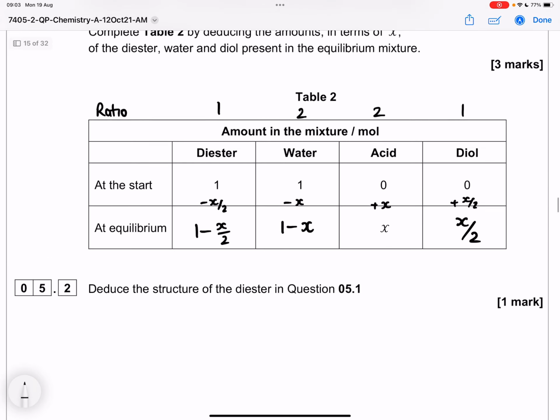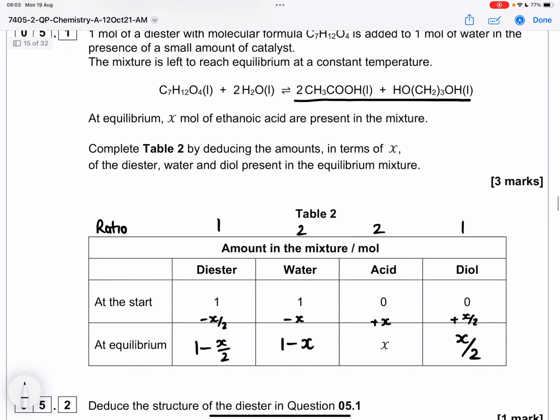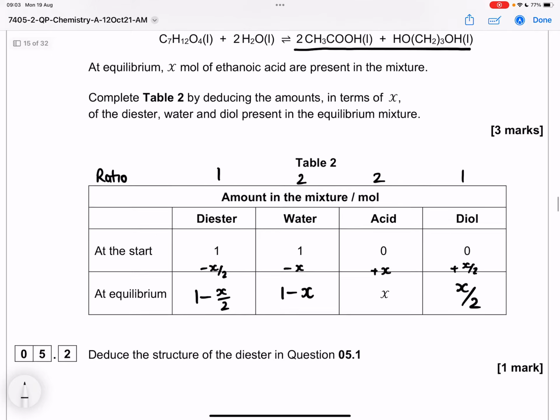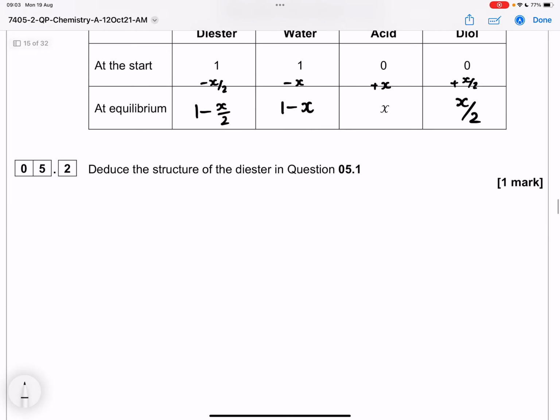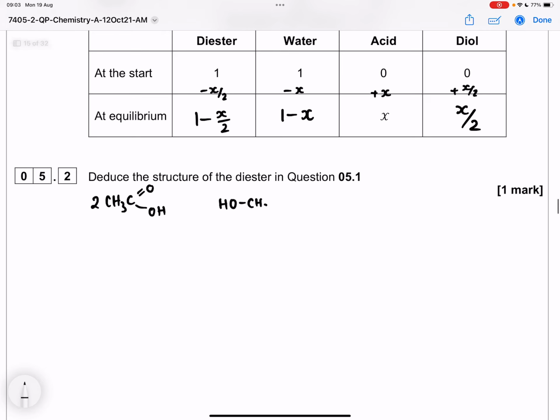Then it says deduce the structure of the diester. So we're using the information here to help us deduce it. So I'm going to do some working out. Remember, we always cross our working out. We've got 2 ethanoic acids. And we've got this diester, which has 3 CH2s in the middle. So we've got 2 ethanoic acids.